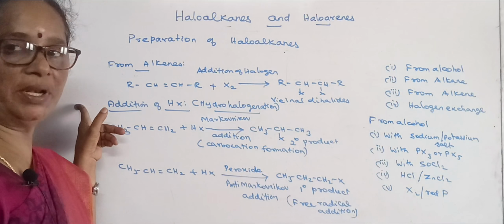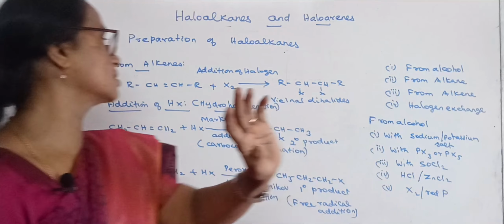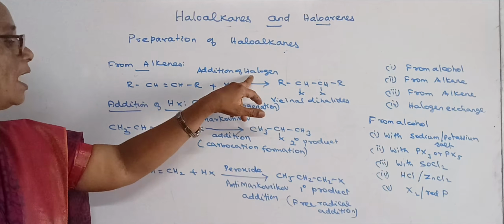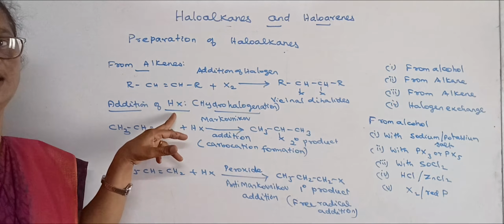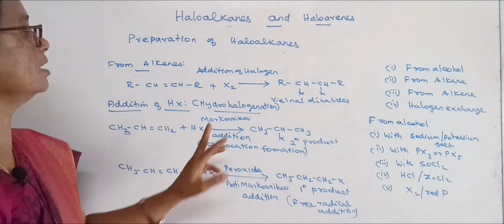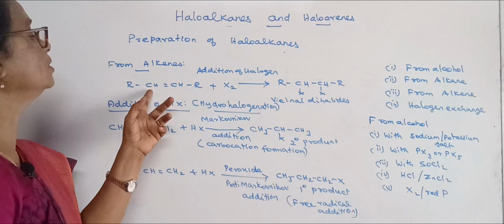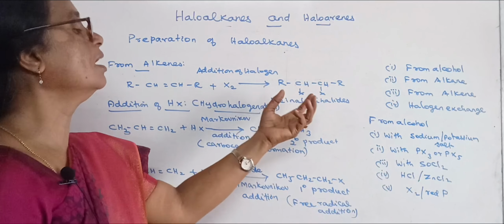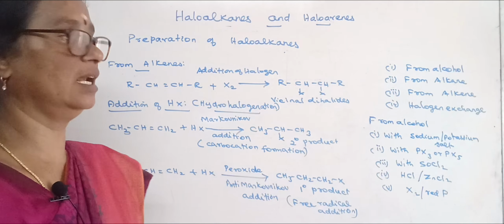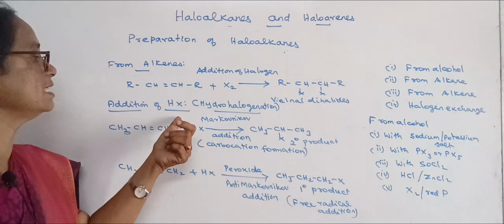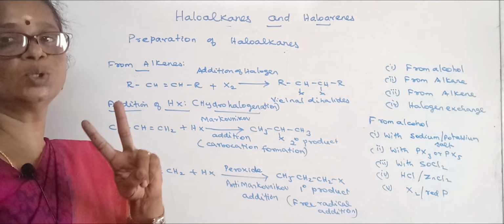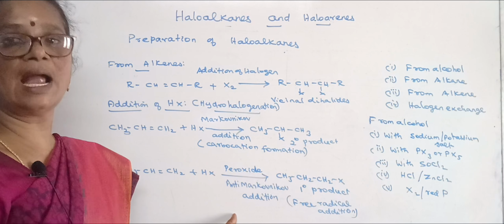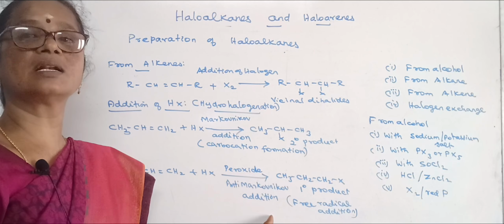The next method of preparation of haloalkanes is from alkenes. Alkenes are a doubly bonded system that may undergo either addition of halogen or addition of hydrogen halide. When you do the addition of halogen, the 2 halogen atoms can add to the doubly bonded system, in which the halogens attach to adjacent carbons, so it gives rise to vicinal dihalides. But when hydrogen halide is taken, it will follow 2 types of mechanism. One is Markovnikov mechanism and the other one is anti-Markovnikov or peroxide or Kharasch effect.